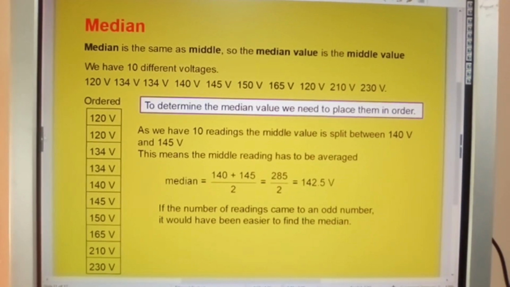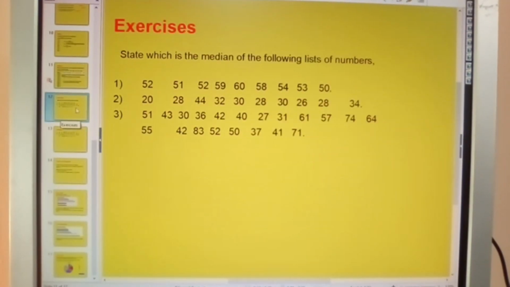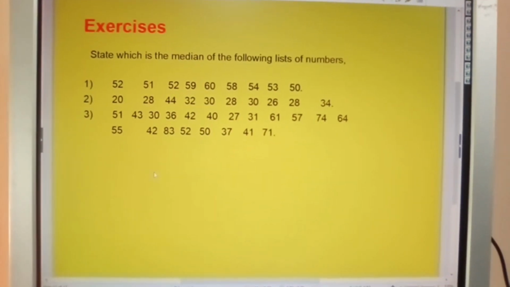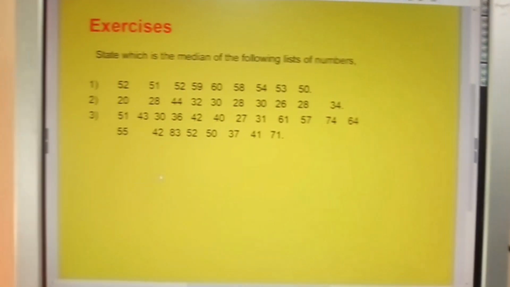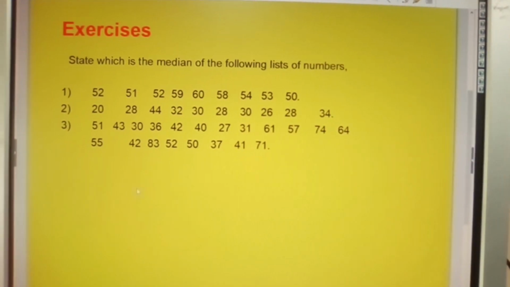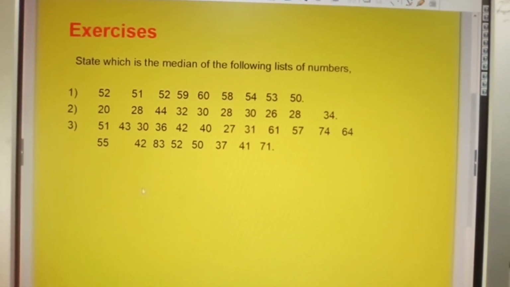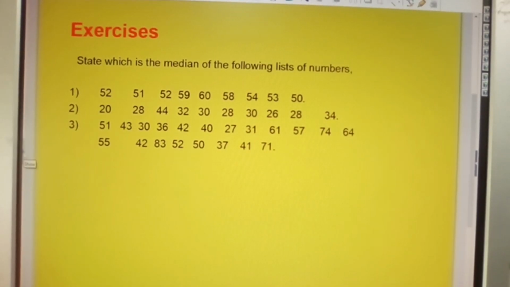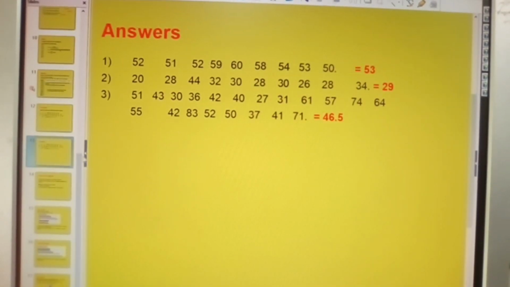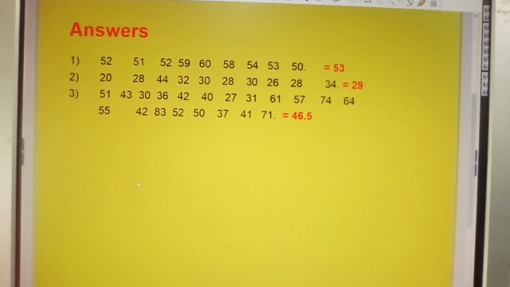State which is the median of the following list of numbers, okay? And again here, all I'm going to do is leave it here for you to look at for yourself. I'll give you a moment to sort that out as we view the data. Okay, so let's go into our solution. And here are our answers, okay?